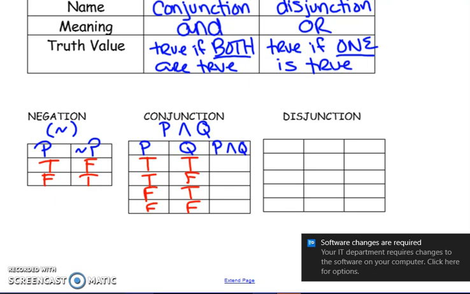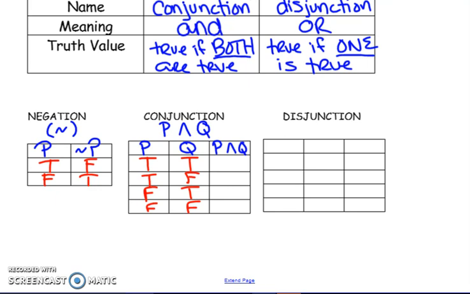Now, if we look, a conjunction is and, so I need both to be true. Well, if I look, I have two trues, so that must be true. I have a true and a false, so that's now false. I have a false and a true, so that's false. And two falses are false. So in this case, the only one that is true is that very first one.